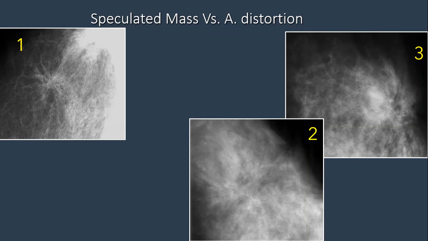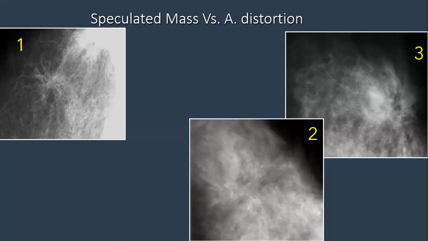Okay. Suhair, what do you think about the three cases? Number three, speculated mass. One and two, architectural distortion. Okay. Another suggestion? I also think one and two are architectural distortion, while three is speculated mass.